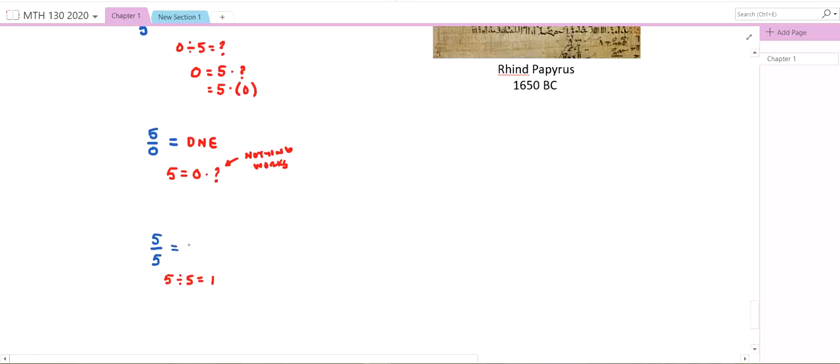So this is 1. And in fact, any number in the numerator that matches, it doesn't matter how big or how small, the number in the denominator always equals 1. If you have the same number in the numerator and the denominator, it always equals 1.